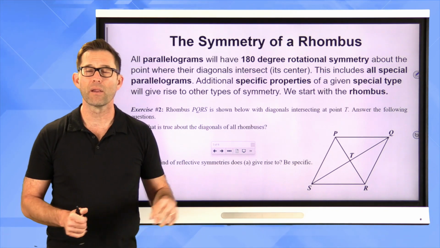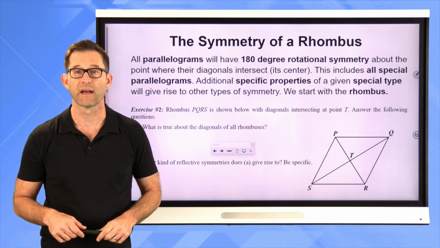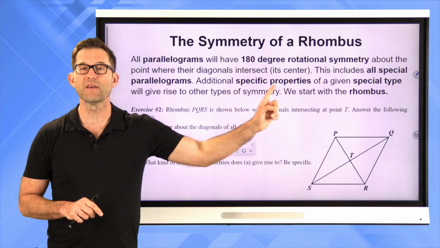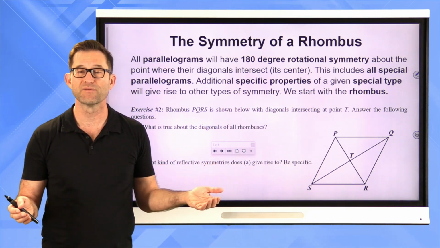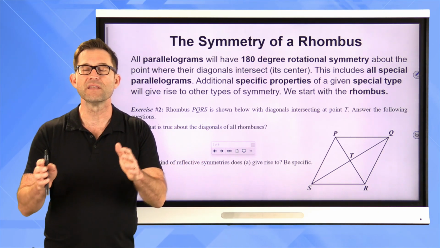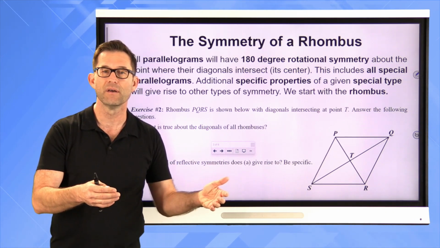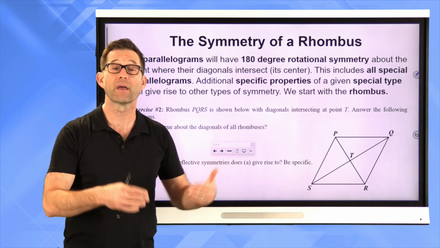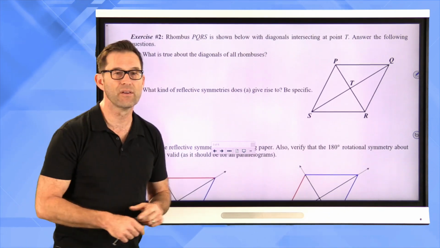Now, all parallelograms will have 180-degree rotational symmetry about the point where their diagonals intersect. This includes all special parallelograms. Additional specific properties of a special type will then give rise to other types of symmetry. And we'll start off with the rhombus. So again, because these other figures, the rhombus, the rectangle, and square, have additional properties besides the ones that parallelograms have, they will then pick up other types of symmetry. And I love the symmetry of the rhombus. Let's take a look at exercise number 2.